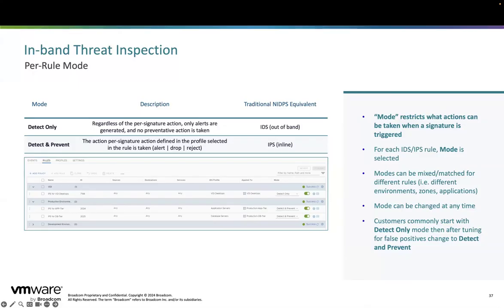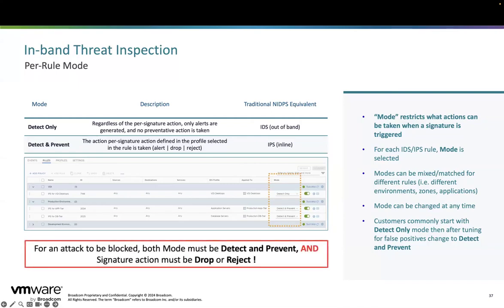Keep in mind that the mode restricts what actions can be taken when a signature is triggered. So every IDS/IPS rule has a mode. Modes can be mixed and matched for different rules. They can be changed. Customers commonly start with detect only, and then after tuning for false positives, we'll change to detect and prevent. And then, of course, don't forget that if you want to block an attack, not only do you have to be in detect and prevent, but your action must be set to drop or reject. And entire modules coming up on IDS/IPS as well. So stay tuned.